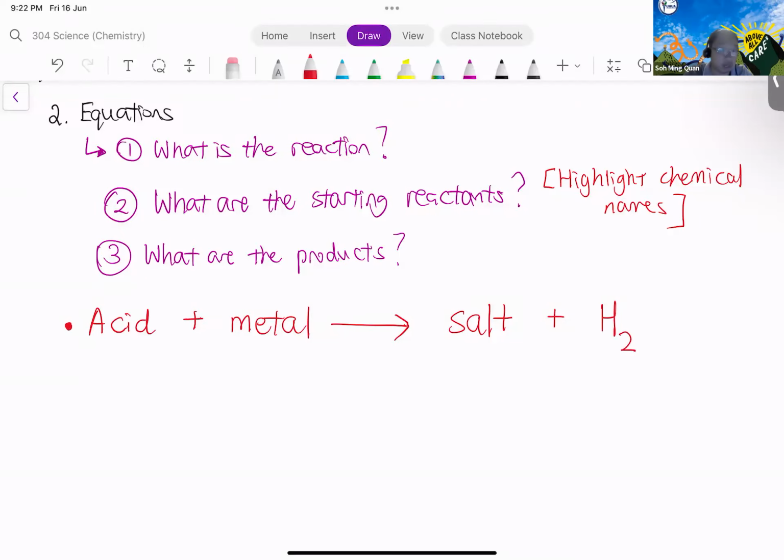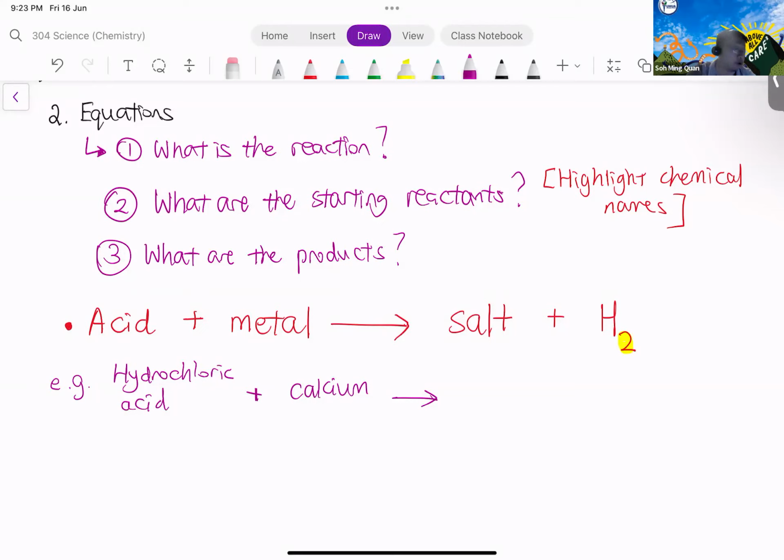So, example. Hydrochloric acid plus calcium. If I told you I dropped calcium metal into hydrochloric acid, what's the reaction? Acid plus metal, right? Calcium is a metal, hydrochloric is an acid. So those are the starting materials. The starting reactants are hydrochloric acid and calcium from the question. But I didn't tell you what the products are. You need to know what the product is.